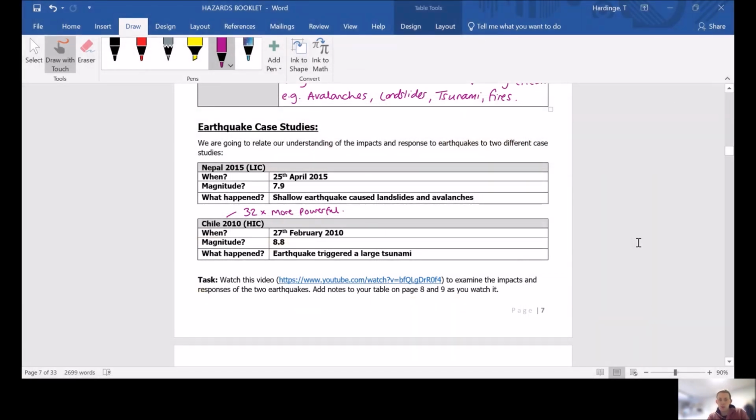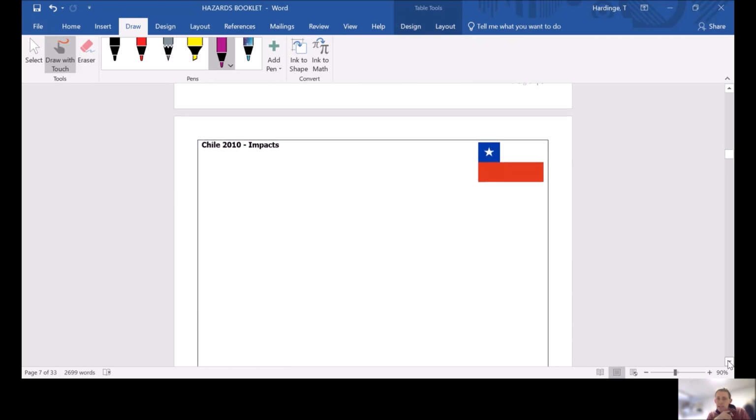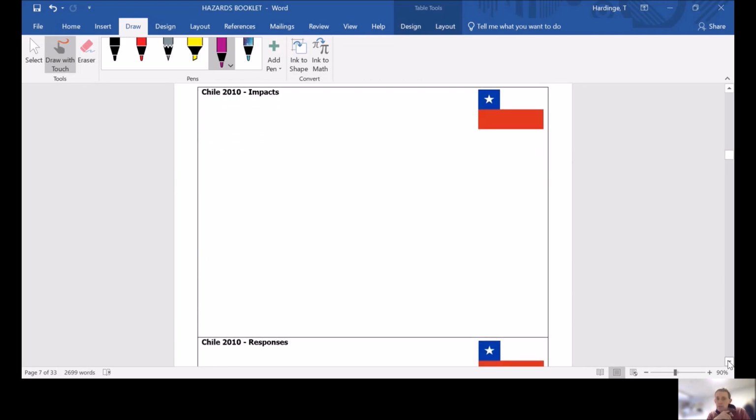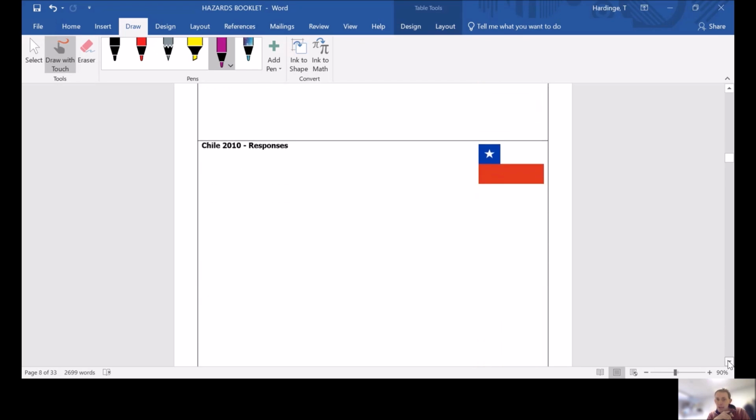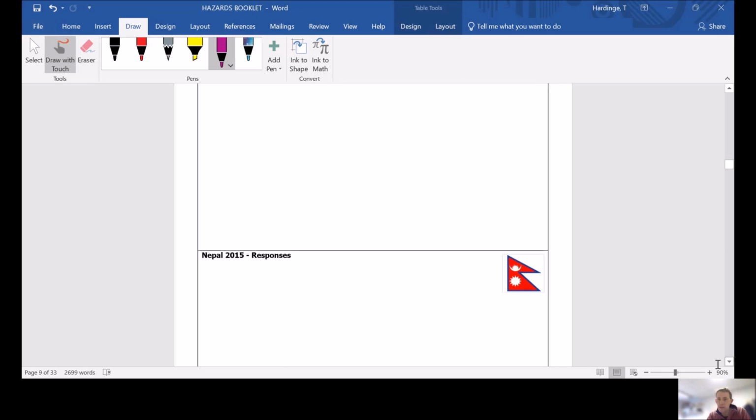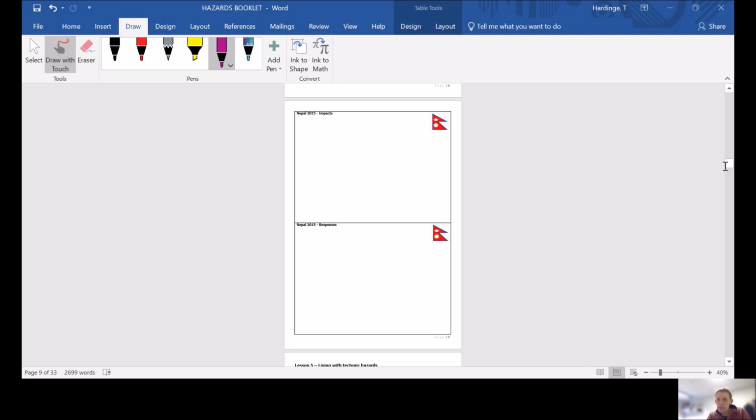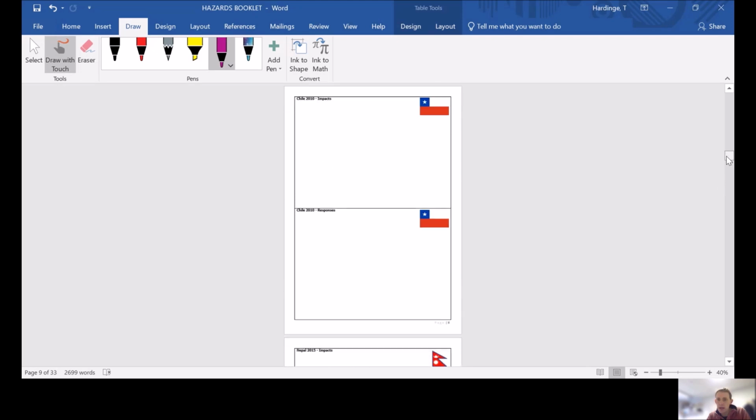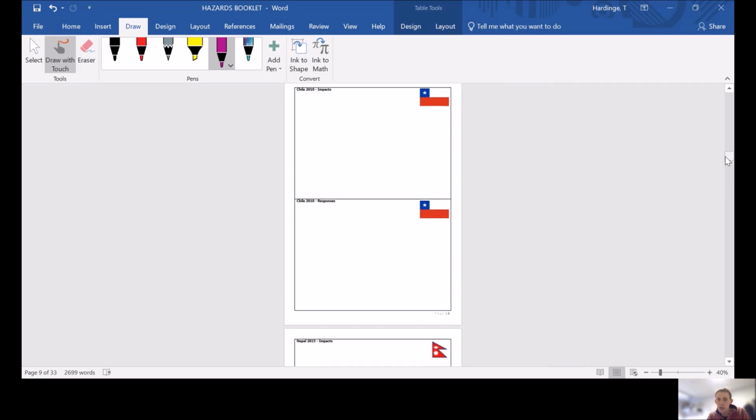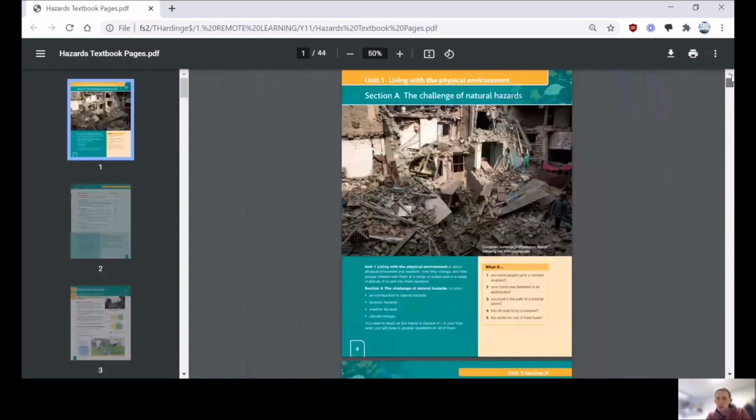So turning back to your booklets then, you'll notice that on the following pages, page 8 and 9, you've got some space to record some of the impacts and responses for the earthquake in Chile, and some space to record the impacts and responses for the earthquake in Nepal. To help you with this task, you're going to need to look at the textbook which has been uploaded to Teams. So you can see a copy of those textbook pages on the screen now.